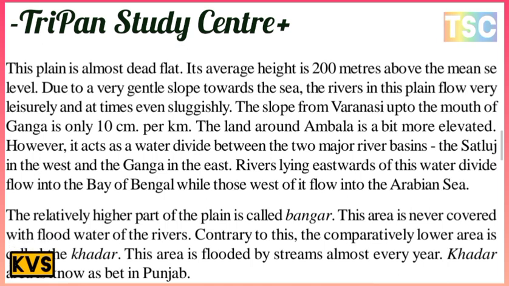The land around Ambala is a bit more elevated, and it acts as a water divide between two major river basins: the Satluj in the west and the Ganga in the east.